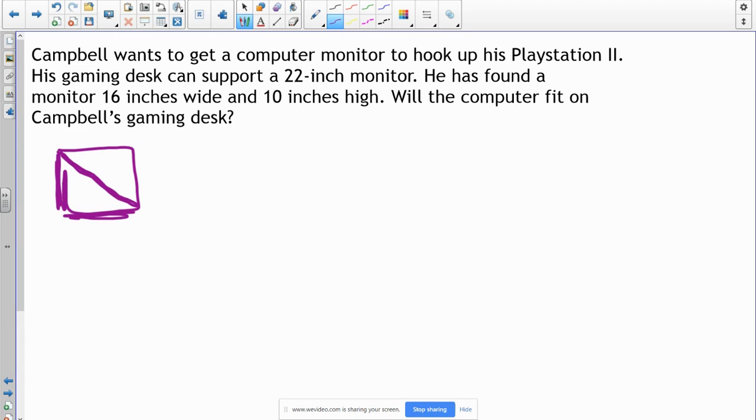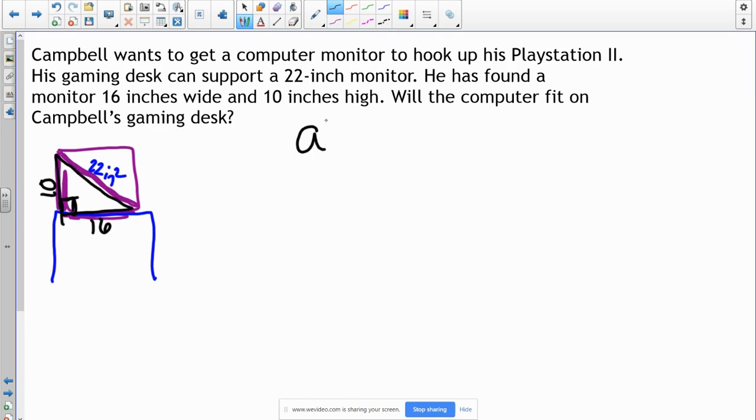Okay, so we're going to look at this. We'll say that's his gaming monitor. We're going to give him a desk here. And Campbell's desk can only support a TV that's 22 inches. So the question is, can the TV that he's looking at fit on that 22-inch desk? So we're going to use the Pythagorean theorem. When I read this, it says it's 16 inches wide, so we'll say this is 16 inches, and this is the 10 inches tall. And this is where our 90-degree angle will be. So I can see my 90-degree angle formed.